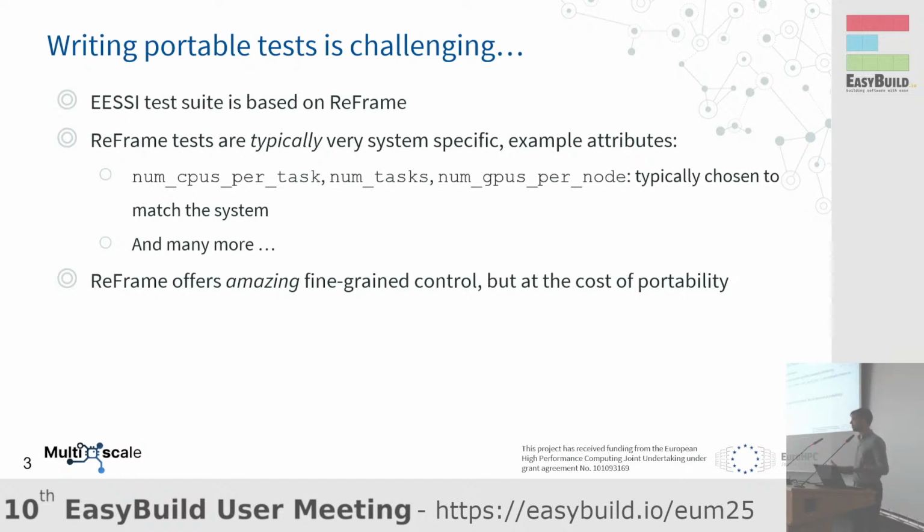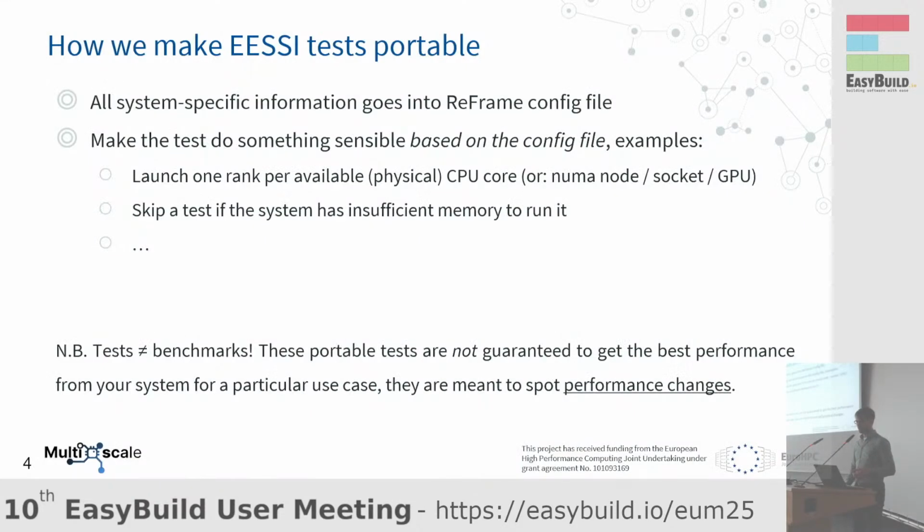So, yeah, Reframe offers amazing fine-grained control. That's great, but it comes at the cost of portability. But there is something we can do, and we did it. So basically, we said our philosophy is going to be that everything that's system-specific has to be in the Reframe configuration file. That's the only place where we want an end user to describe their system, and then the test class should do something sensible based on what it finds in the config file.